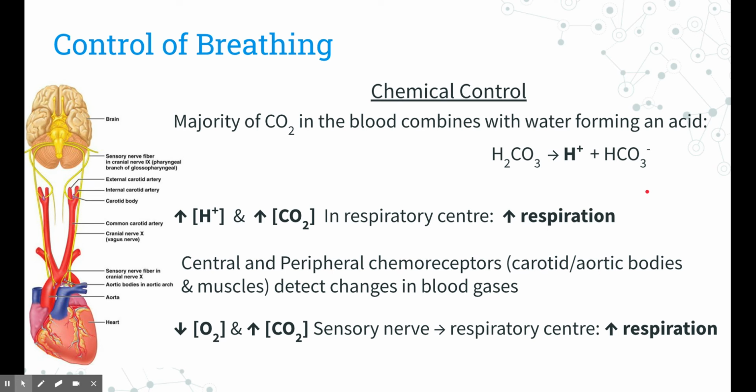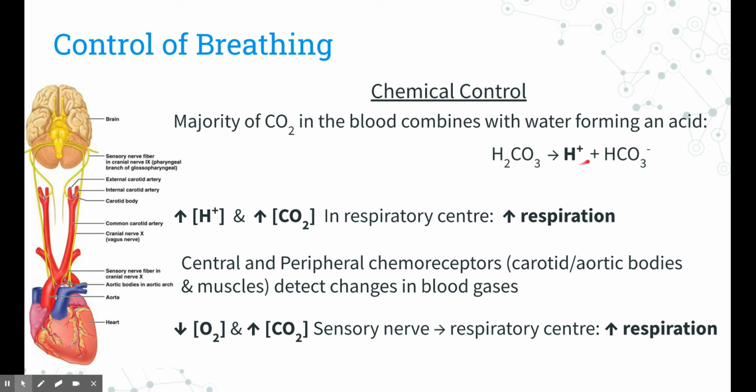Now, control of breathing is not entirely nervous. There's also some chemical control. There are chemoreceptors in a variety of locations around the body that sense when respiration needs to increase. Most of the time, our breathing is controlled not by the amount of oxygen in the blood, but by the amount of carbon dioxide. Carbon dioxide in the blood, most of it will combine with water and form carbonic acid.